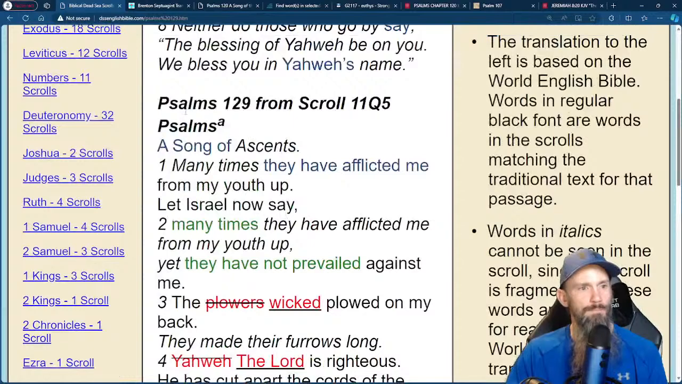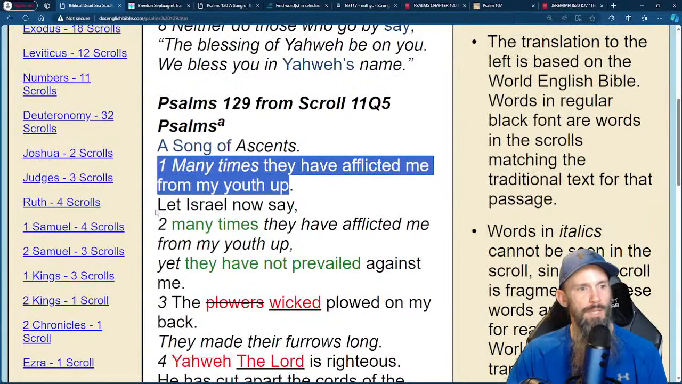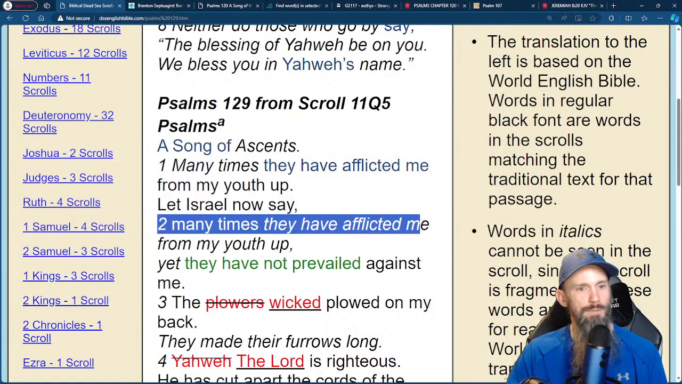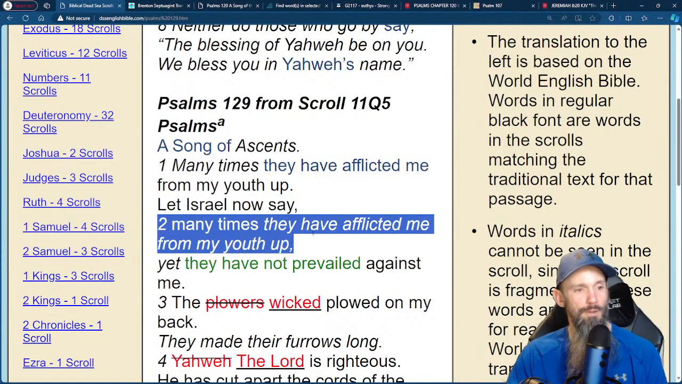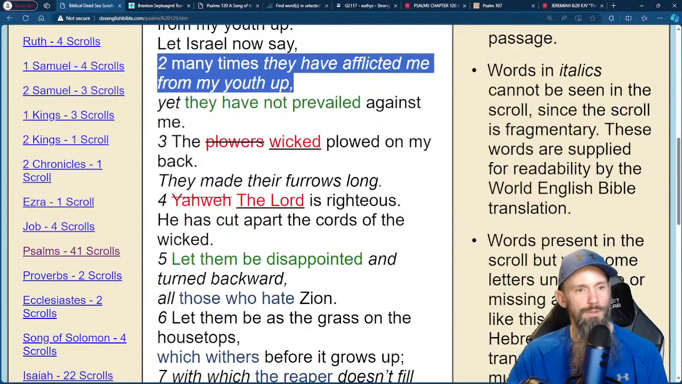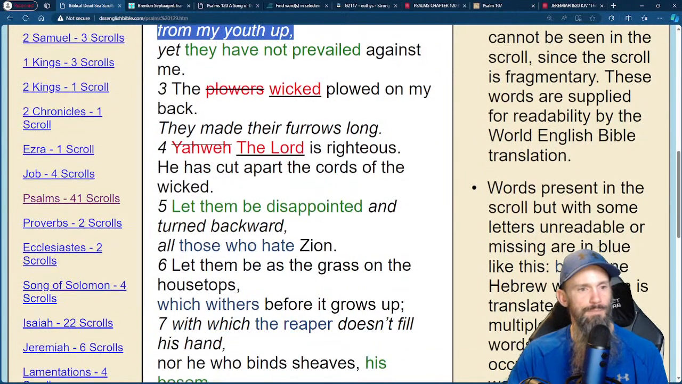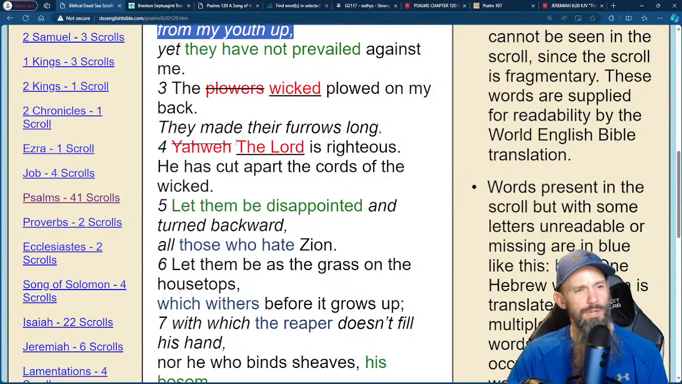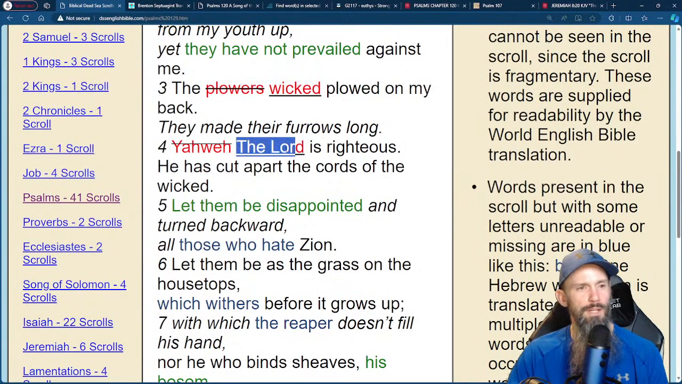Psalm 129, Song of Ascents. Many times they have afflicted me from my youth up. Let Israel now say, many times they have afflicted me from my youth up, yet they have not prevailed against me. The wicked plowed on my back. They made their furrows long. Yahuwah is righteous. He has cut apart the cords of the wicked. Or this may be, they might have translated it, the Lord could be Elohim. I don't know. Let them be disappointed and turn backward, all those who hate Zion.